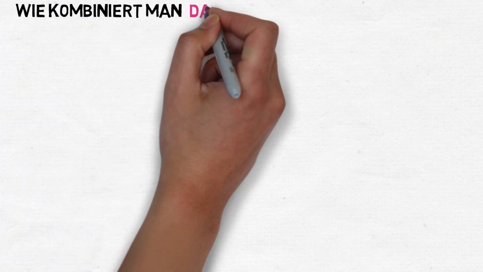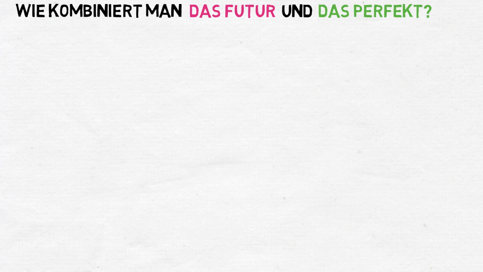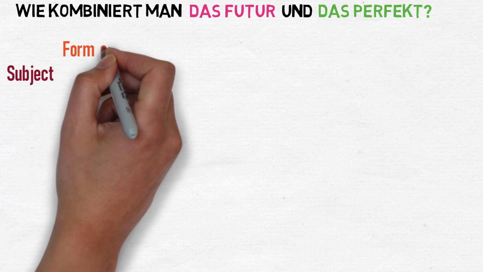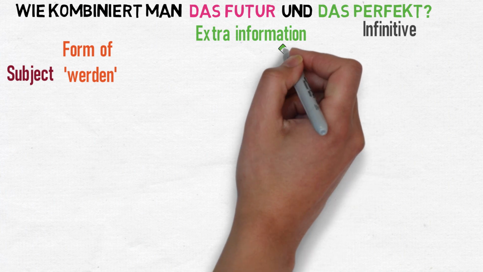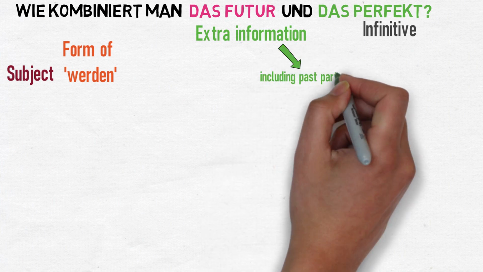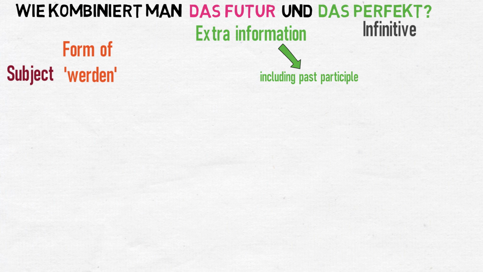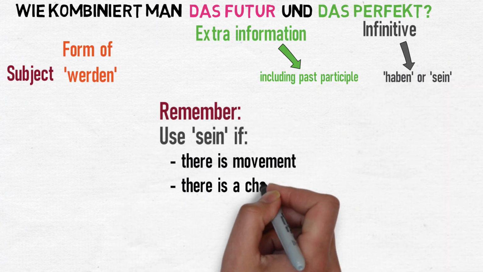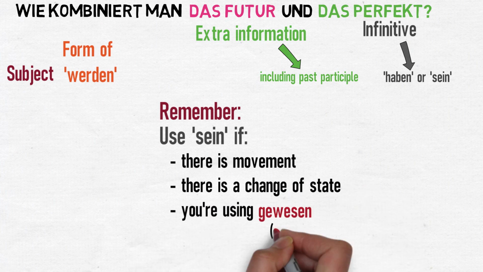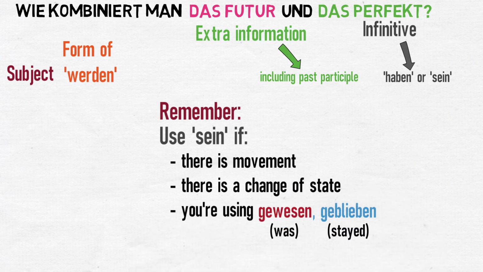To combine the future and the perfect tenses, we have to do the following. We take all the components of a future tense sentence, so we have subject, form of werden, extra information, infinitive. Inside the extra information section is where we'll need to use the relevant past participle. The infinitive at the end of the clause that we mentioned earlier has to be the infinitive of the relevant helping verb that we would use with the past participle. So either haben or sein, depending on whether there's movement, a change of state, or whether we're using the verbs gewesen, meaning was, geblieben, meaning stayed, or geworden, meaning became.